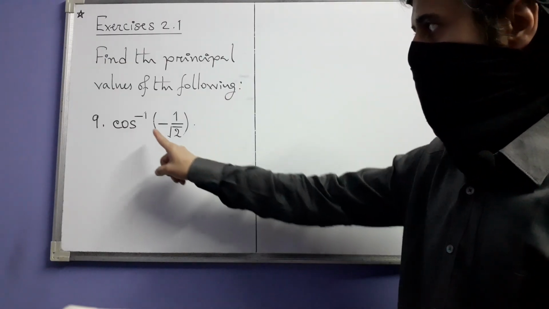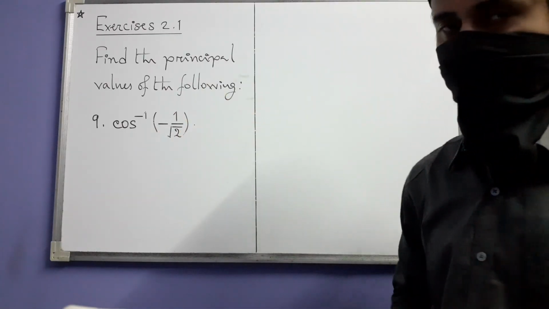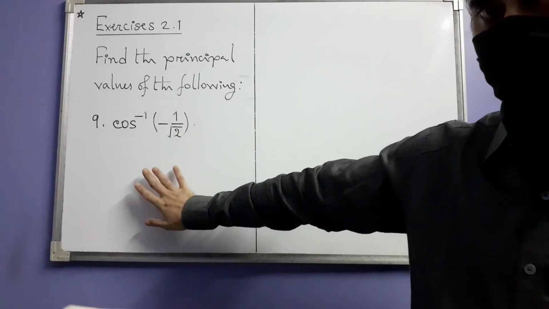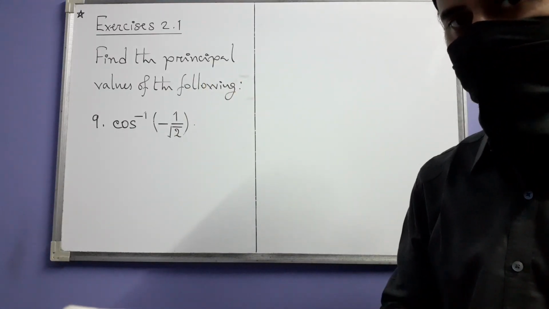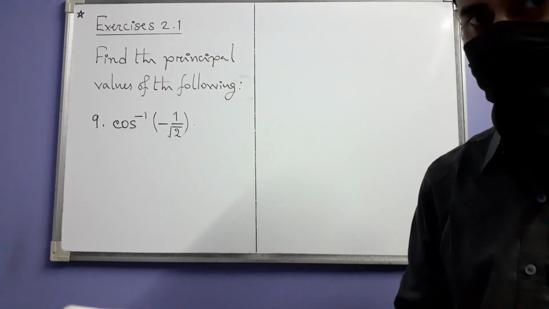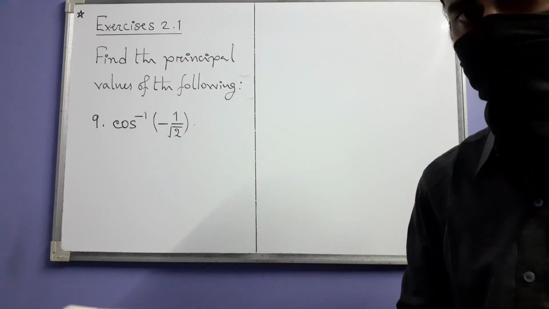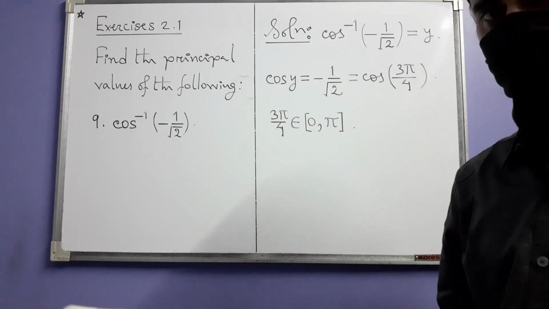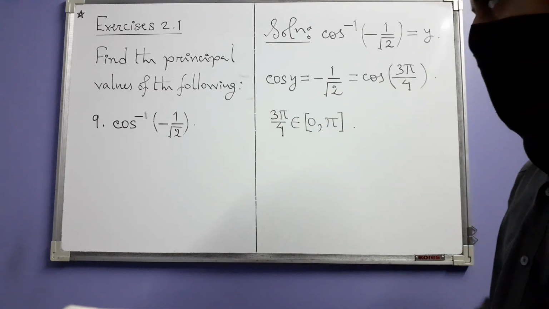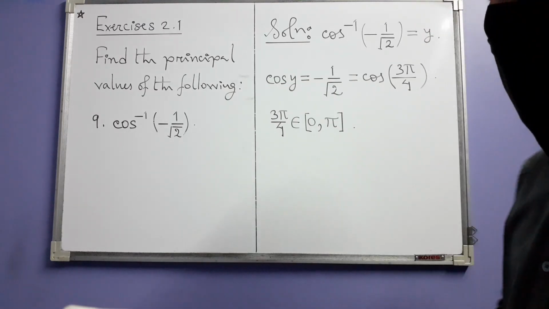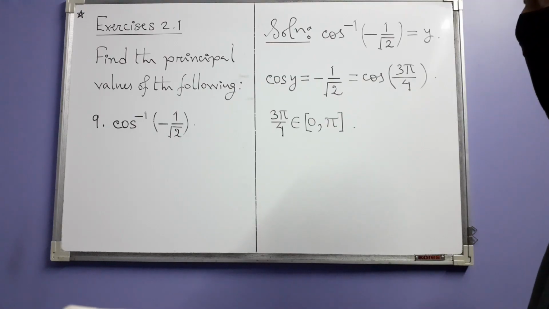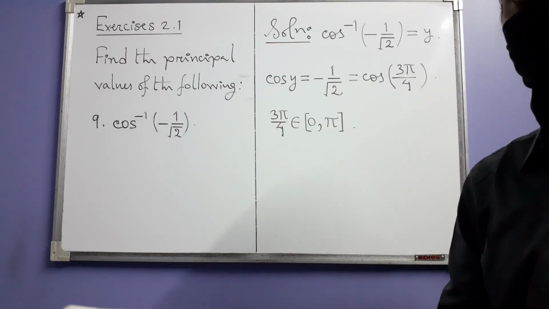Next, number 9, cos inverse of minus 1 divided by root 2. We have not done this, okay. That other one was cos inverse of minus 1 divided by 2, not square root of 2. This is a new one. But the solution is similar, of course. The only difference is that here you have square root of 2, there you had 2. So the angle will be different, but everything else is similar.